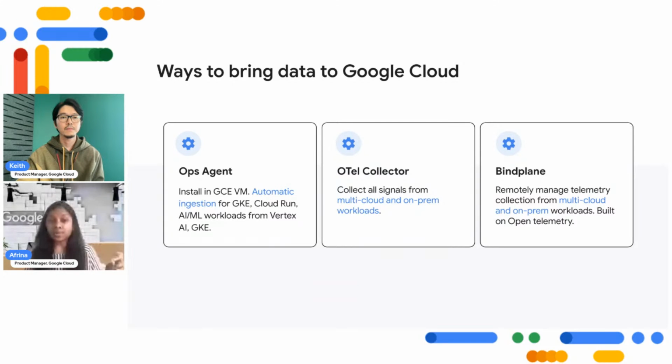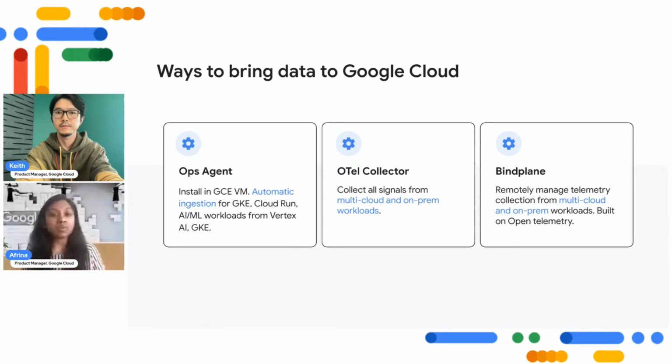Number one is Ops Agent. It comes pre-installed if you are a GKE and Cloud Run customer, hence the reason why you have built-in observability. If you have a GCE VM, then you would have to install it. We also launched support for collecting GPU metrics out of the box, GPU being the graphical processing unit. If you're running your AI/ML workloads on GCP, then you'd be able to use your Ops Agent to send all the GPU data to us.